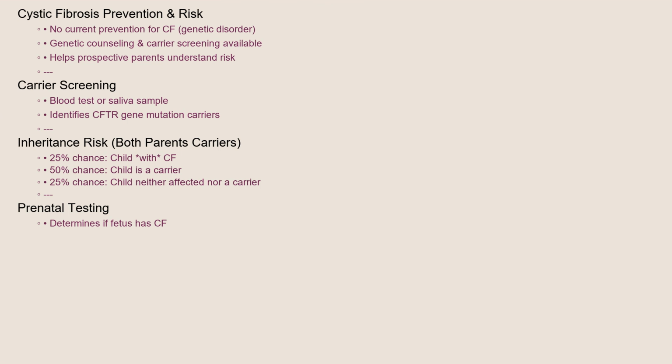Currently, there is no way to prevent cystic fibrosis since it is a genetic disorder. However, genetic counseling and carrier screening can help prospective parents understand their risk of having a child with CF. Carrier screening involves a blood test or saliva sample to determine if an individual carries a CFTR gene mutation. If both parents are carriers, they have a 25% chance of having a child with CF, a 50% chance of having a child who is a carrier, and a 25% chance of having a child who is neither affected nor a carrier. Prenatal testing can also be performed to determine if a fetus has CF.